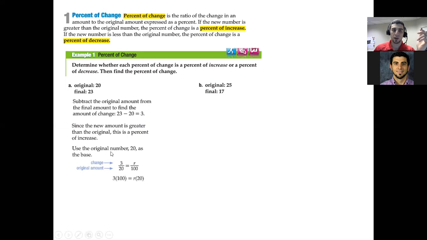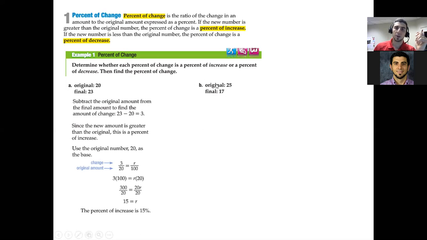So if I solve that proportion, cross-multiplying, 3 times 100 equals R times 20. So 300 equals 20R. Divide both sides by 20, and you get R equals 15. And so the percent of increase is 15%. Make sure you put the percent symbol.